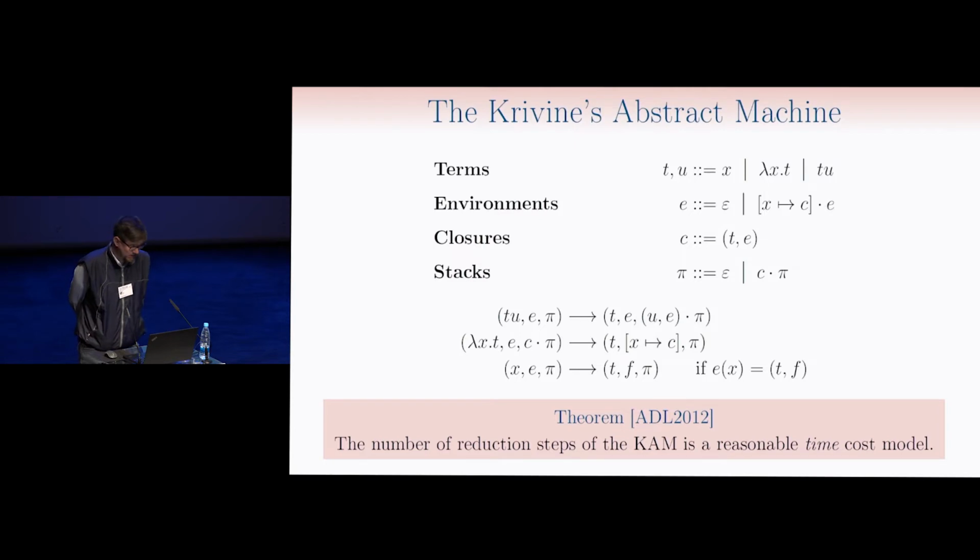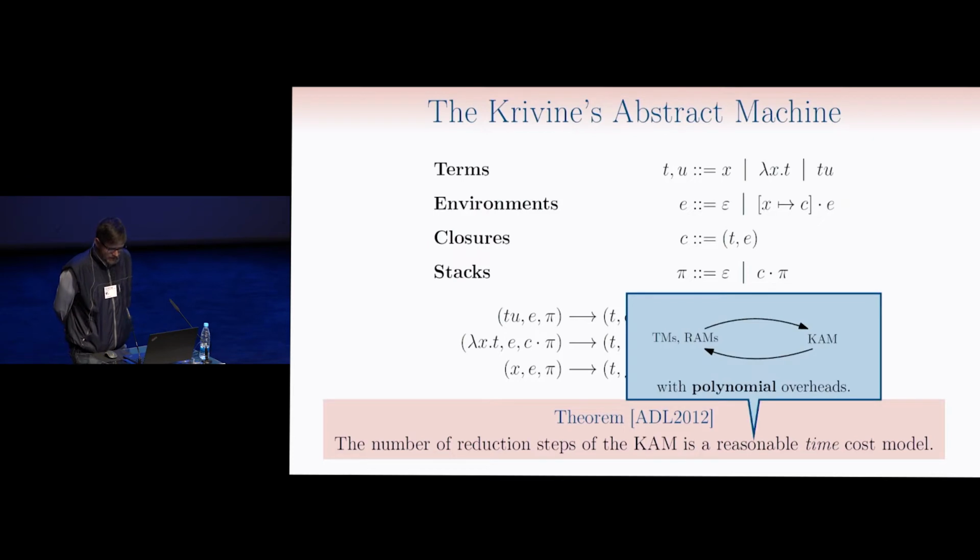And the theorem, which has already been mentioned, is that the number of reduction steps in the Krivine abstract machine is a reasonable time cost model. From that, as Beniamino said in the first talk, you can even derive an invariance result telling you that the number of beta steps is an invariant cost model, a reasonable time cost model. By reasonable, what we mean is that there are polynomial overheads between the lambda calculus on the one end, via the Krivine abstract machine, and Turing machines and random access machines on the other side.